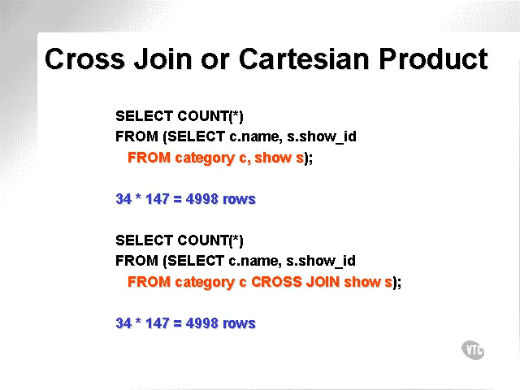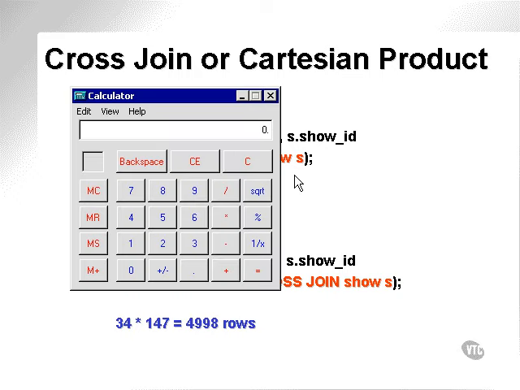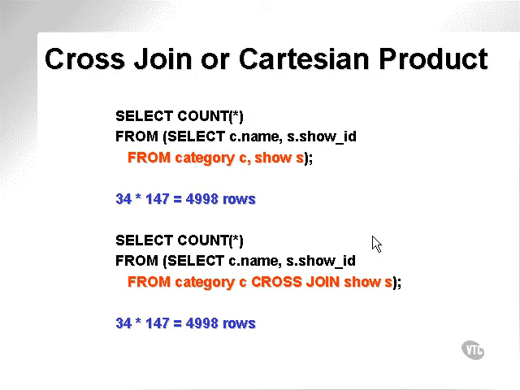So my original counts were 34 times 147. Let's verify that. 34 multiplied by 147 gives me 4,998 rows. This verifies the cross-join or Cartesian product. Use the counter simply to display the number of rows coming out.